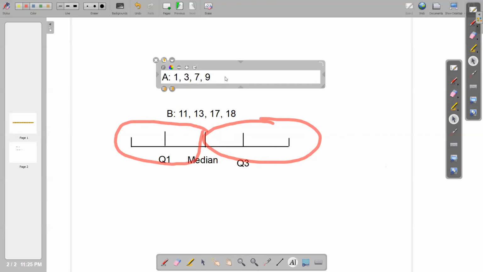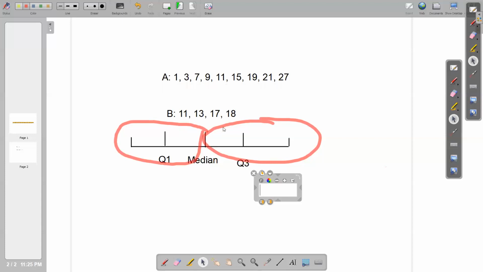Okay. So for example, let's work on a few numbers to find the overall median. We're going to add a few numbers: 1, 3, 7, 9, 11, 15, 19, 21, and 27, right?